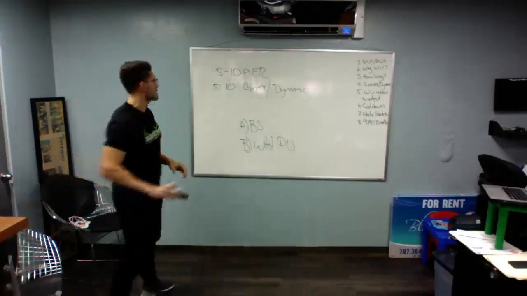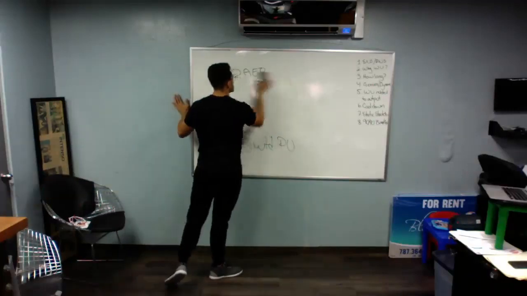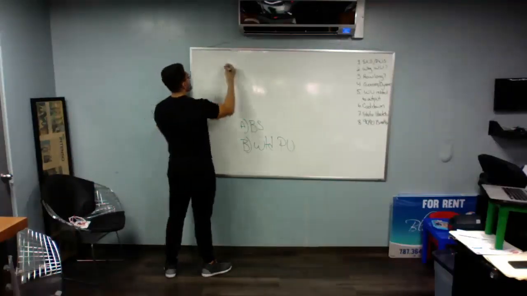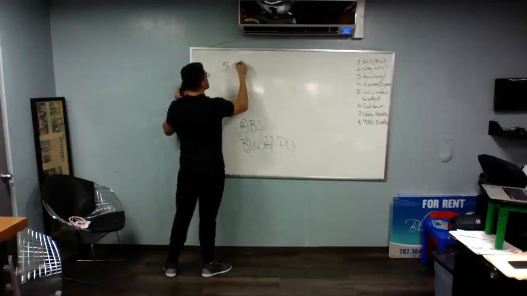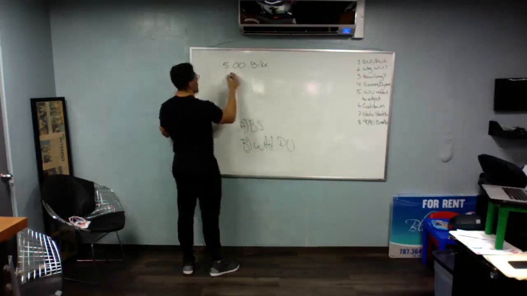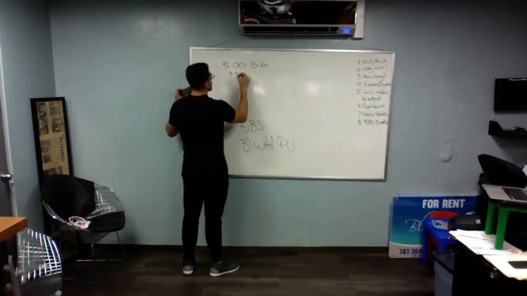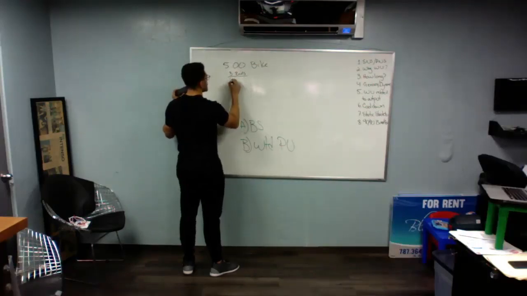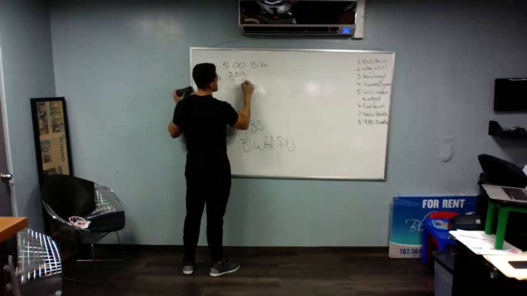I'm going to write exactly what a warm-up should be looking like. All right. So, 5-minute bike. Then get down. 3 rounds. 10 leg swings.